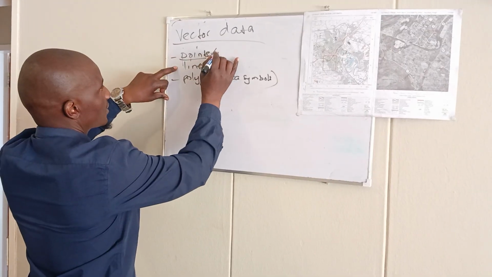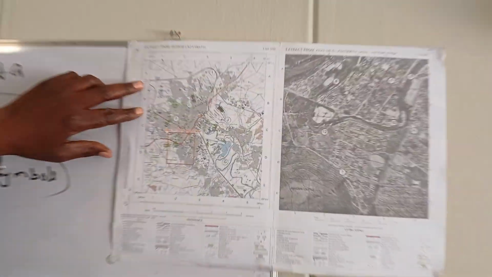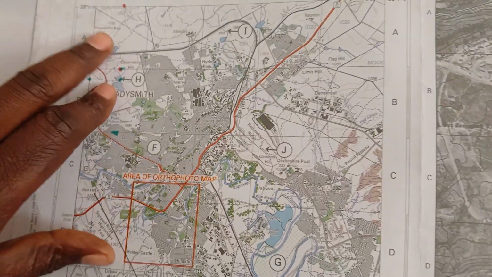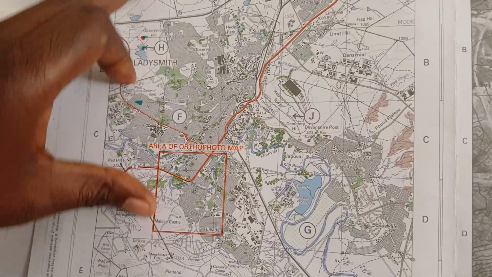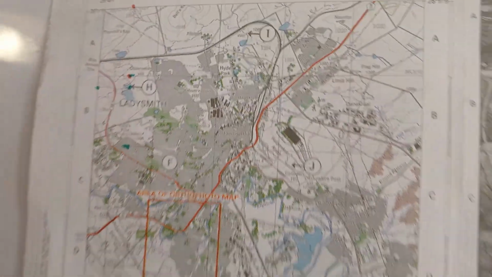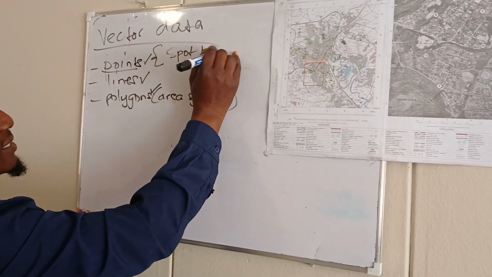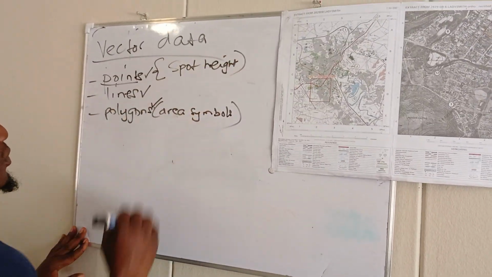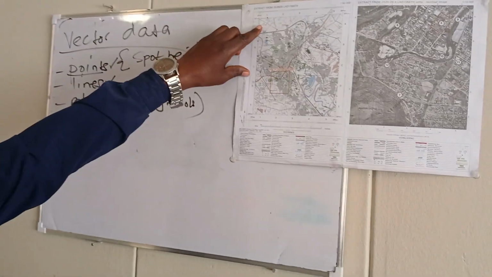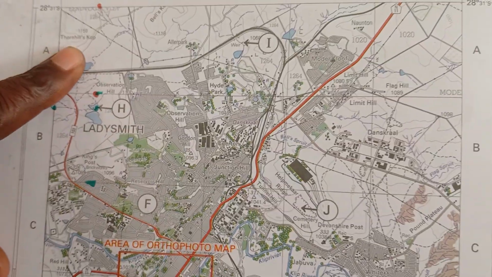Example of points, I'm just going to list a few examples of points. If you check on your map, you see here in A1, there is 1151, which is a spot height. Your spot height is an example of a point symbol that we have on a topographical map. You can see a spot height here. Okay, what else do we have?